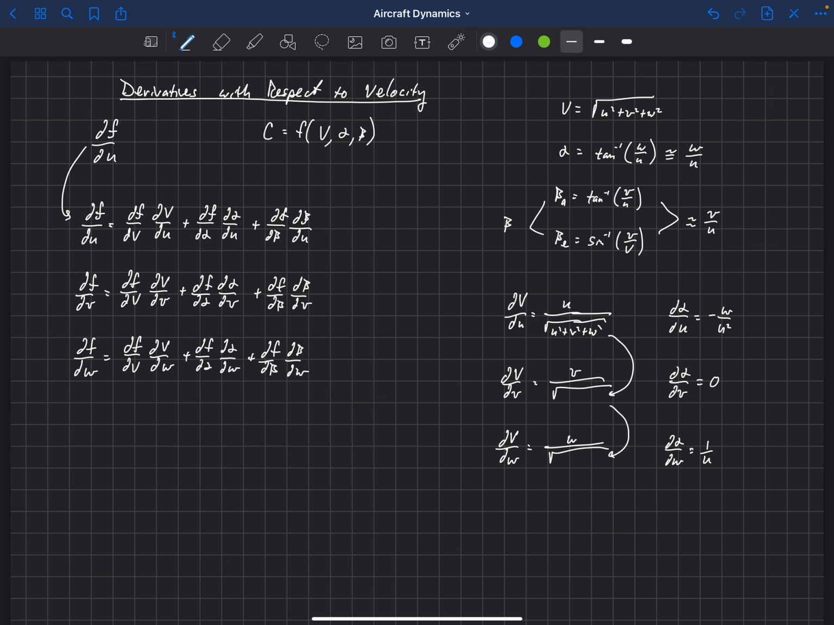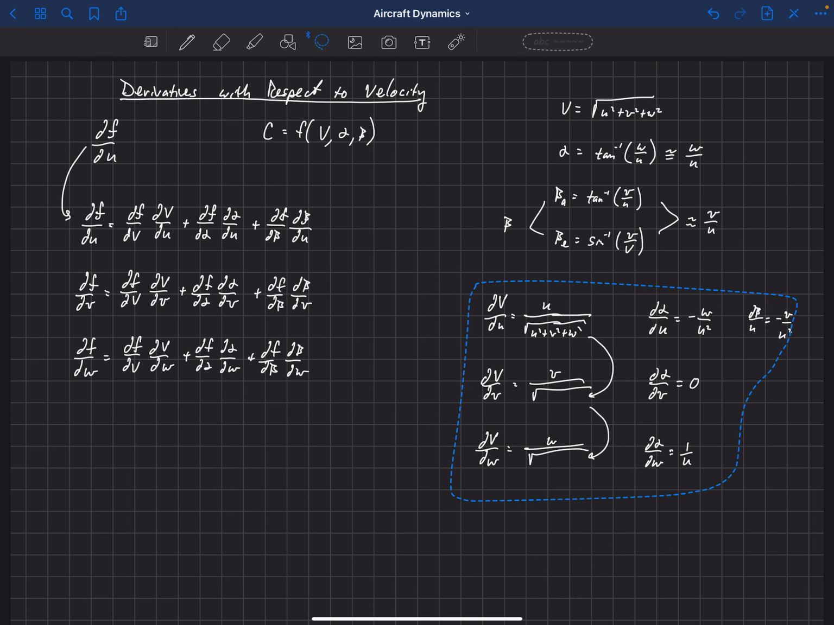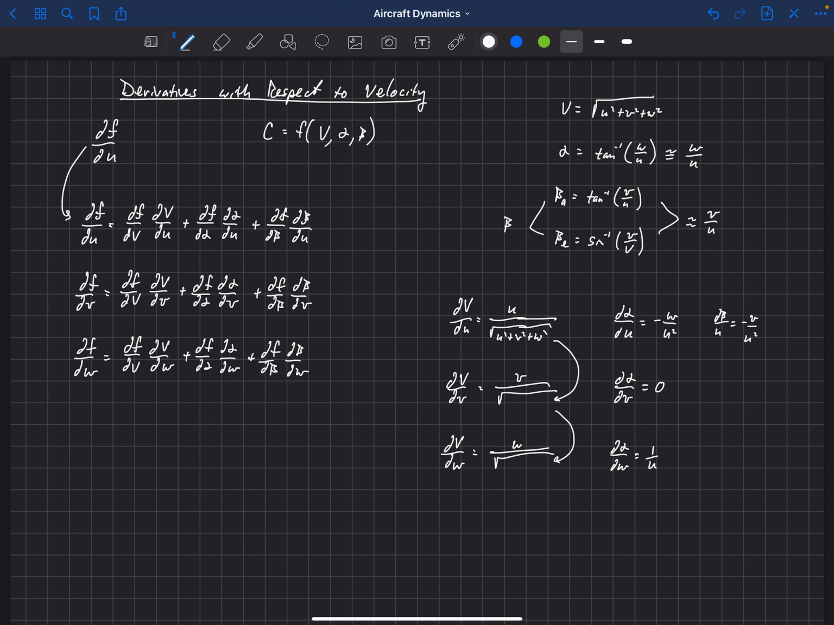And then the last three that we need here, I'm just going to squeeze them in over here. d beta du, and that's equal to minus v over u squared. Let me just shift this all over real quick. Okay, and then we've got d beta d little v, and that is equal to 1 over u, and then d beta dw is 0 because it's independent of w, okay?